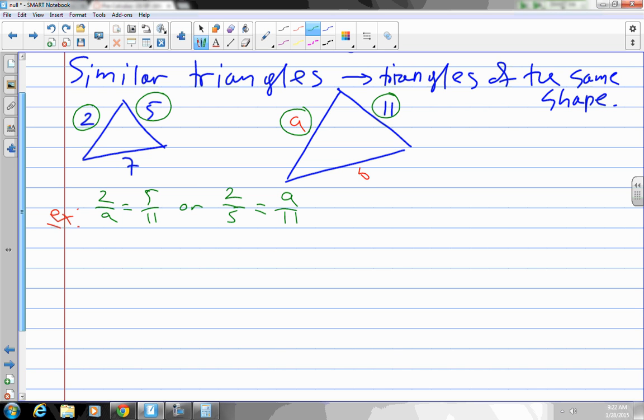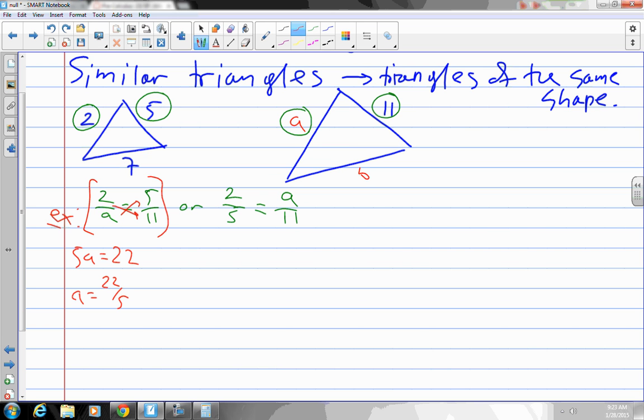If I just look at this equation, how would you solve for A just algebraically? Right. So you guys give me solutions. I'm slower than that. I'm just going to cross multiply, right? So that's 5A equals 2 times 11 is 22. So A equals 22 over 5, whatever that is. Right?